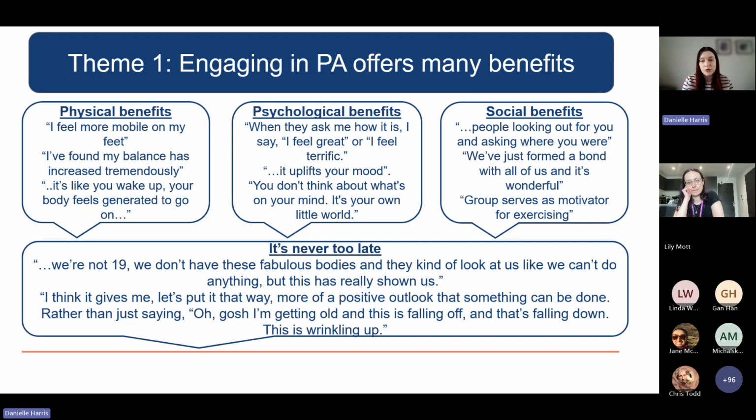And they also talked about social benefits, so meeting new people and making new friends. And some of those connections actually extended beyond the interventions themselves. And also participants described how it was never too late to obtain these benefits from physical activity, even at their time of life.